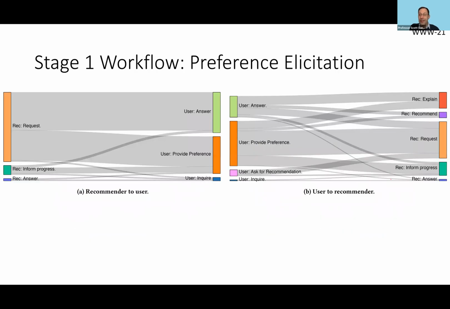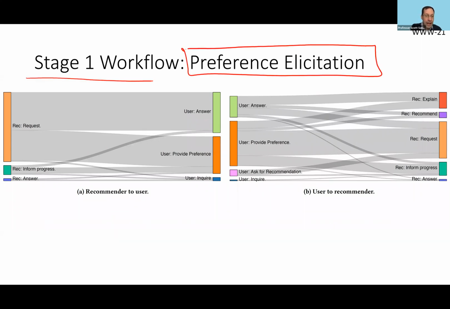Okay, so in mechanical engineering, they use Sankey diagrams to analyze energy flow. We use them in conversation to understand conversation flow. So it's a lovely tool. And what we're looking at here is this first stage, the preference solicitation stage. We're looking at, when the recommender has an action, which is labeled here on the left, and here we've compressed a lot of the actions to make the diagram more readable, what's the typical user response? And when the user has an action, what's the recommender's typical response?